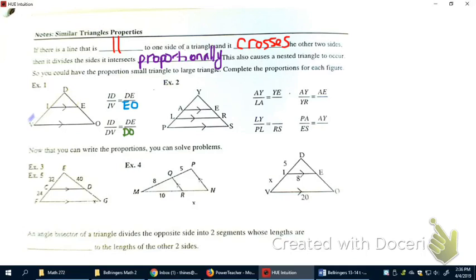Okay. Next one's a strange, crazy picture, but same thing applies. All three of those lines are parallel, so all those little parts are proportional to each other. Okay. So it says AY, and then it says LA. So YE, and then what goes with that?